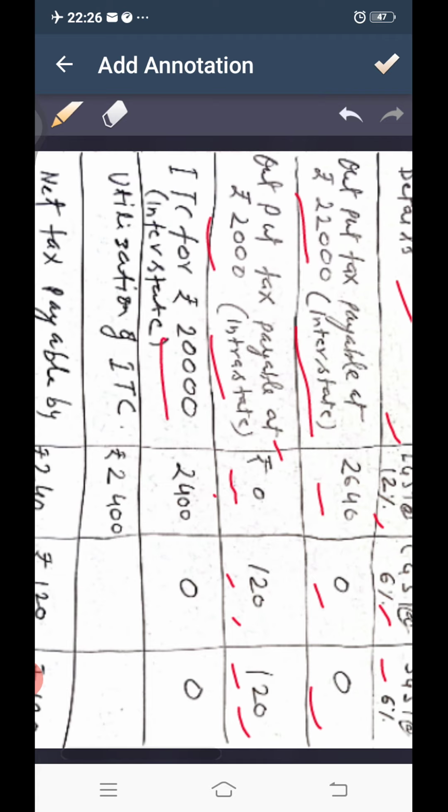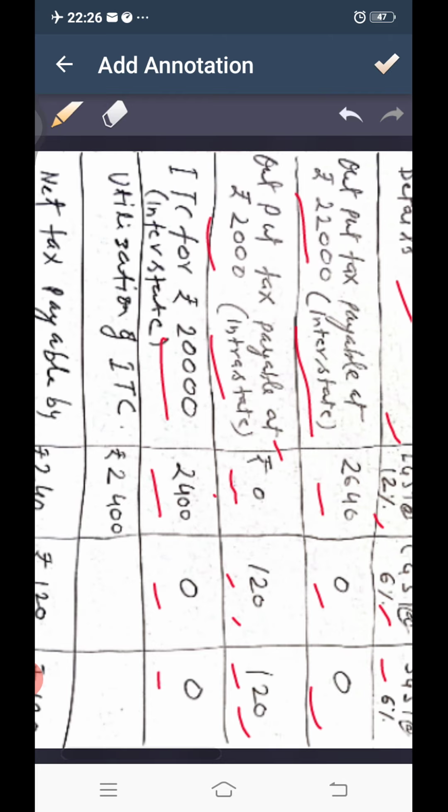His total receipt value is 20,000. So that is also interstate. It means here we will have to calculate IGST. So IGST, that is 12% of 20,000. It will be 2,400 rupees. No CGST and no SGST.